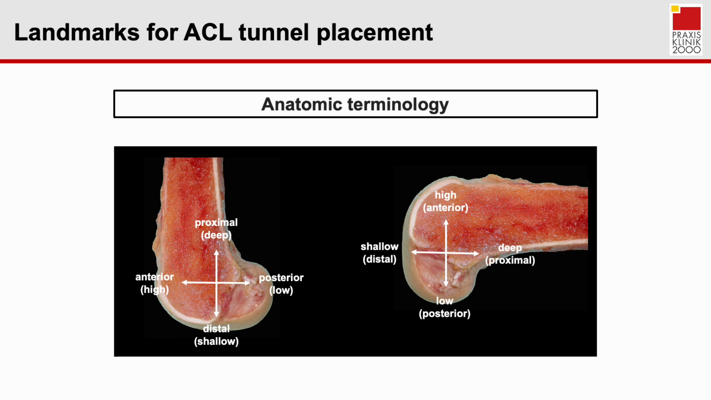Before I show you these landmarks in detail, it is important to clarify the anatomic terminology, which is usually based on the femur in full extension. The location of the tunnel is therefore described as proximal and distal, as well as anterior and posterior. However, in 90 degrees of flexion, this is somewhat confusing, and the terms high and low, as well as shallow and deep, are somewhat easier for surgeons. Nevertheless, both options are used in the literature.